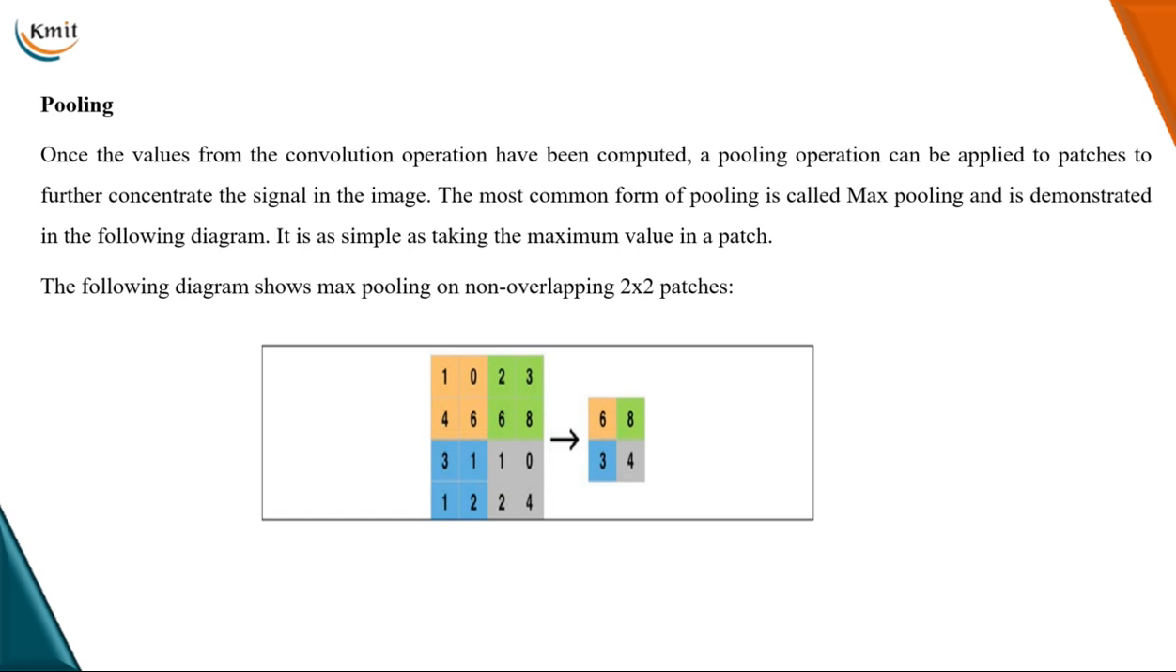As you can see in the diagram, we have shown max pooling on non-overlapping 2 by 2 patches. So we have four 2 by 2 patches, and from each we take the maximum value. In the first patch 6 is the maximum, in the second patch 8 is the maximum, in the third patch 3 is the maximum, and in the fourth patch 4 is the maximum. So we go for this max pooling operation.